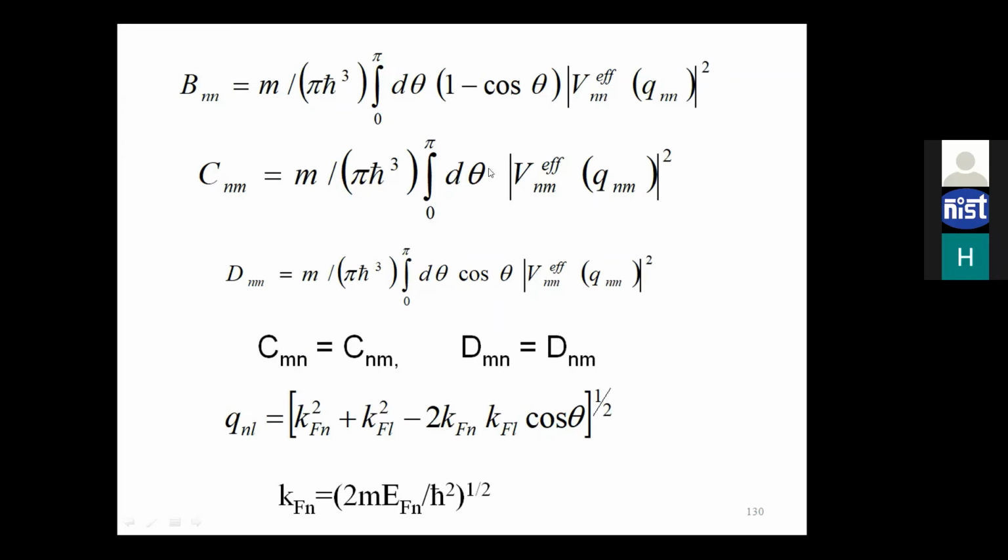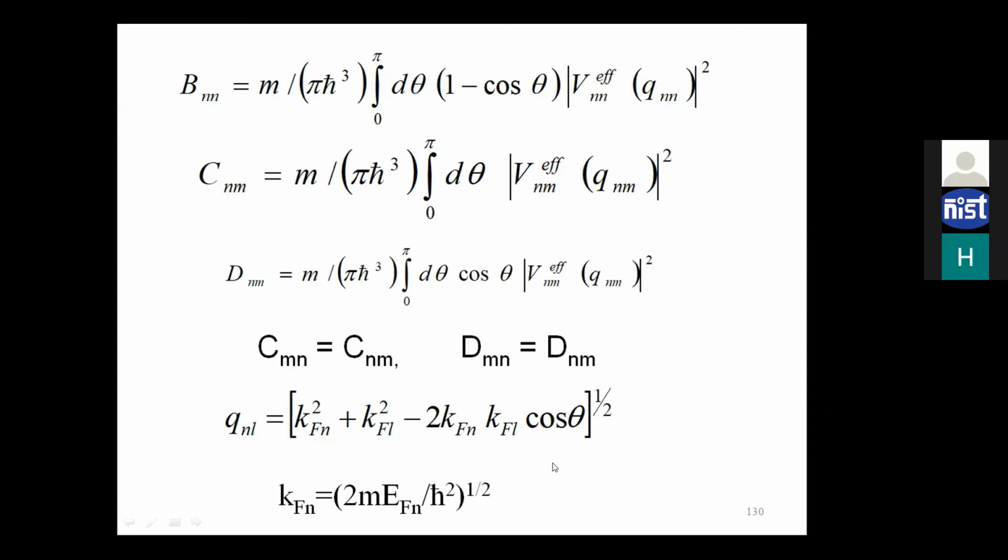And here the Q, after transition, you get the Q n to L, which is expressed in terms of K: KFN square plus KFL square minus 2 KFN KFL into cos theta, to the power half. What is that KFN? It depends upon the EFN, that is the Fermi energy level. For example, the Fermi energy level from 0 to 1.